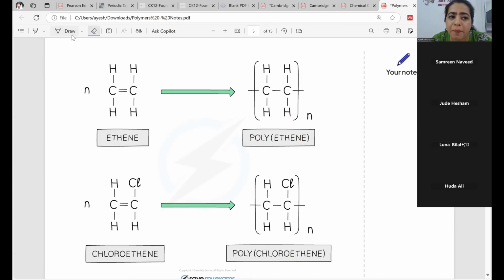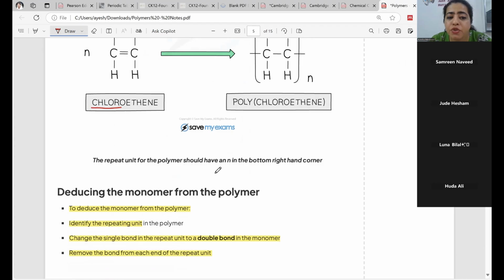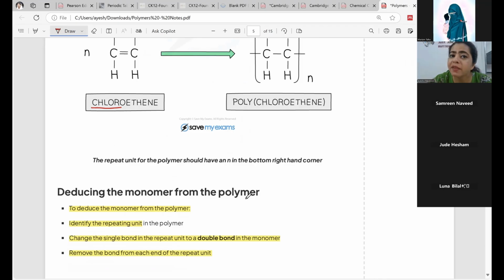So what you will do is break the double bonds, add the single bonds on both sides, and put the square bracket with number n. All the attachments will come as they are. This is simple ethene. This one has chlorine attached at the top, so it is chloroethene. The name is already given to you, so no need to worry about it. Write the same name in the bracket, chloroethene, and put poly outside. Okay, so this is how to write a polymer from the given monomer. Then another type of question can come in which they ask you to identify the monomer from the polymer. Like the polymer is given, make the monomer.